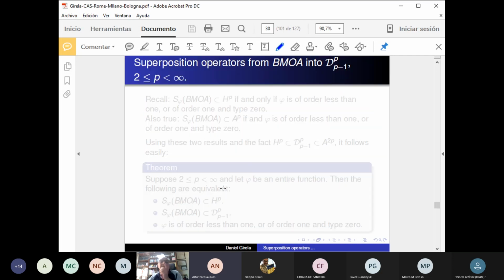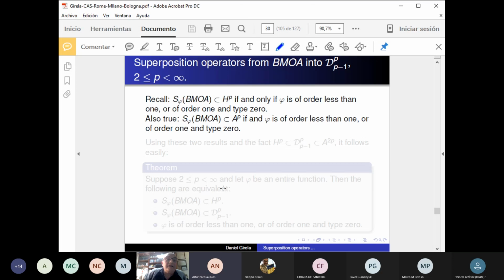Now let's go to BMO. So now we are going to try to see what happens with the superposition operator from BMO into D^p_{p-1}. The result that I mentioned before that we have obtained for BMO and H^p was this: the superposition operator S_phi maps BMO into H^p if and only if phi is of order less than 1 or of order 1 and type 0.